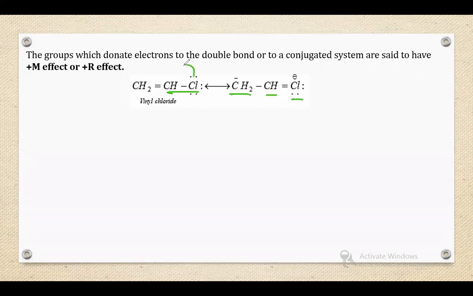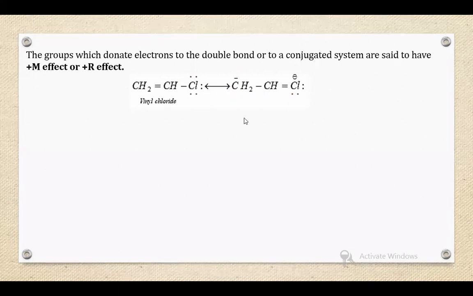How does the chlorine behave? Chlorine can donate electrons. If it donates electrons, how does it happen? If I change the color, you can notice here that chlorine will donate the pair of electrons, so between them an alternate double bond forms. If it forms a double bond, this will shift, and this will shift an electron here. Then the carbon will have a negative charge, and between carbon and chlorine there will be a double bond. This is a conjugated system. So it is the positive resonance effect, or positive mesomeric effect.